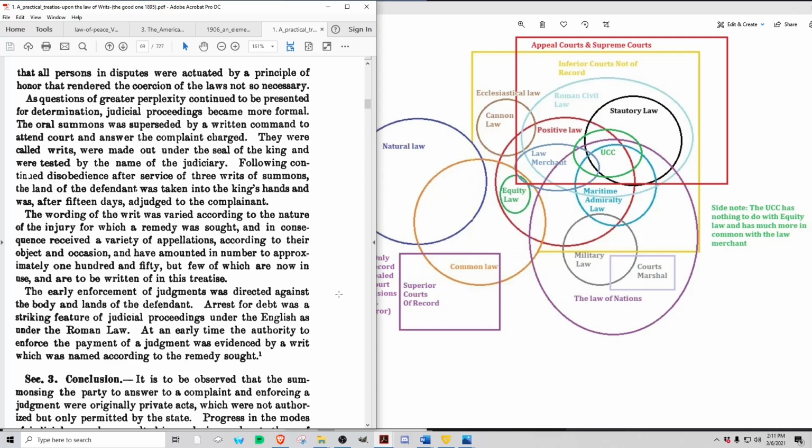So there was a way of summoning people before they did the subpoena writ, right? What the writs were called was an original writ, a pluris writ, and then I believe a final writ was how they did the summons. So they did the three writs, and then the land of the defendant was taken. So disobedience after summons of three writs, the land of the defendant was taken into the king's hands and, after 15 days, adjudged to the complainant.